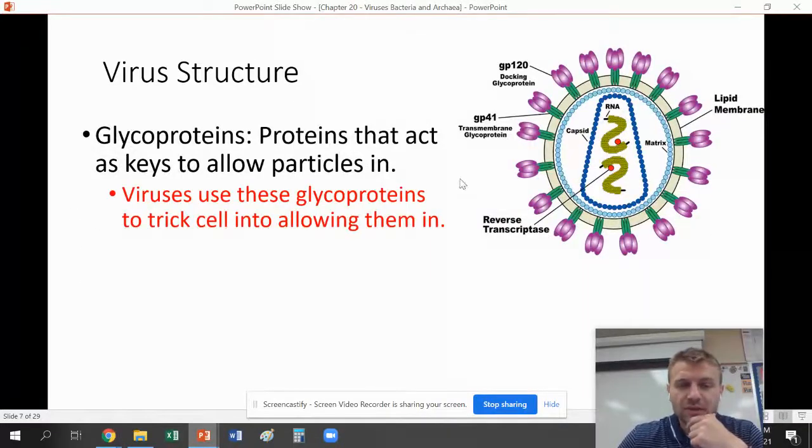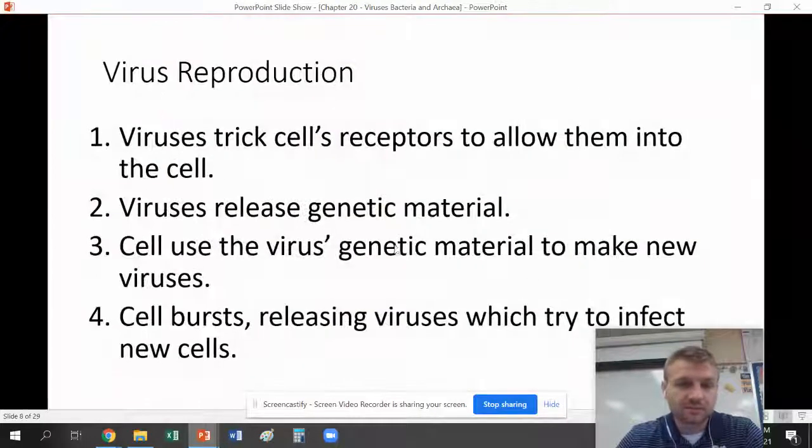Glycoproteins we already talked about, but just a reminder, these are like the keys that essentially allow cells to take in things. What the virus does is it tries to use these glycoproteins to get into cells, and this is almost like a Trojan horse kind of deal.